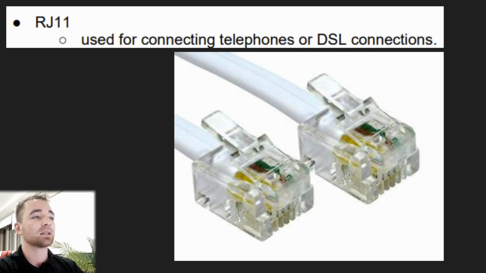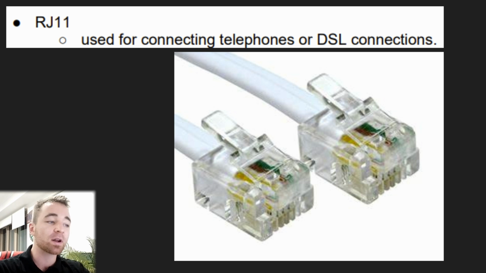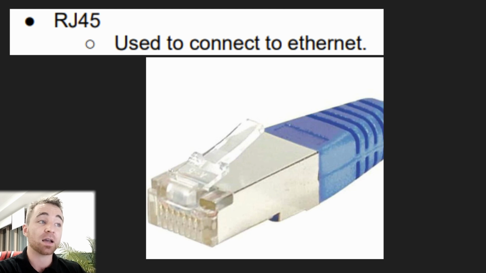All right, RJ11 is used for connecting telephones or DSL connections. So remember, DSL internet connections we talked about before use already existing telephone lines. So you would use a RJ11 cable to connect your DSL internet connection or to connect telephones. RJ45 is used to connect to Ethernet. So that is the physical cable that you plug into your computer to get a wired internet connection.